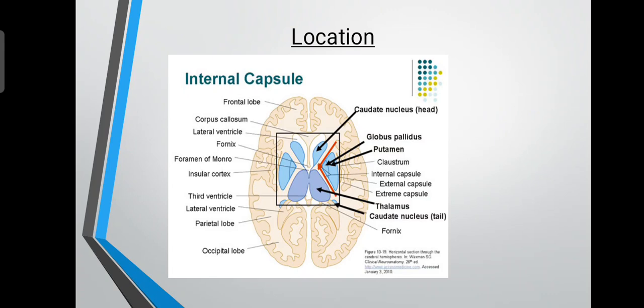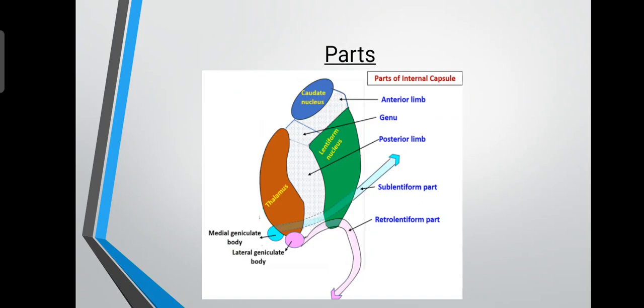So the internal capsule is present between the thalamus and caudate nucleus medially and the lentiform nucleus laterally. Here you can see in the image the red colored one is the internal capsule, and we can see the caudate nucleus and thalamus medially and the lentiform nucleus laterally.